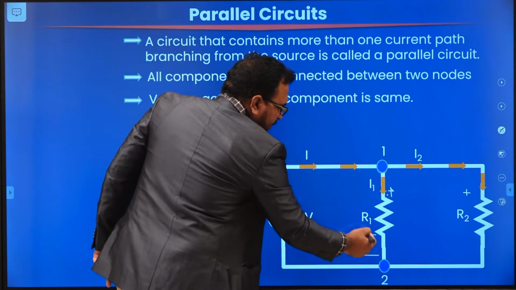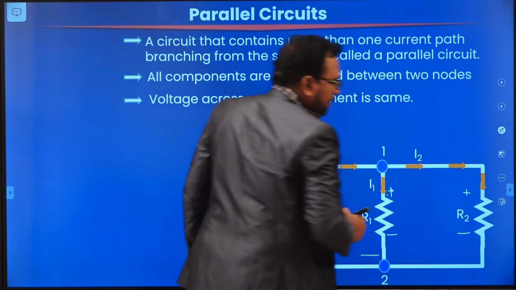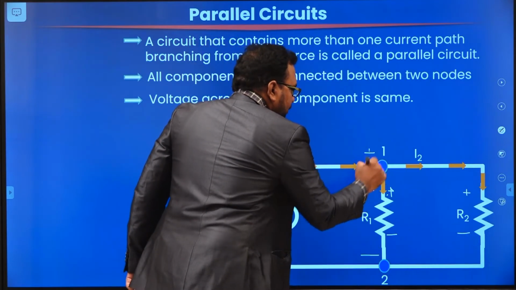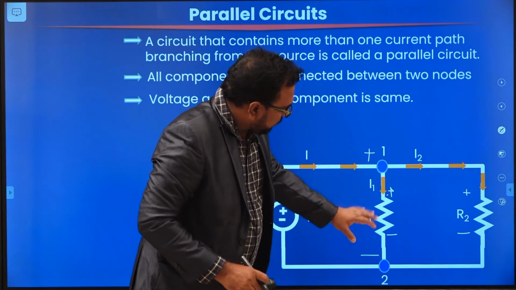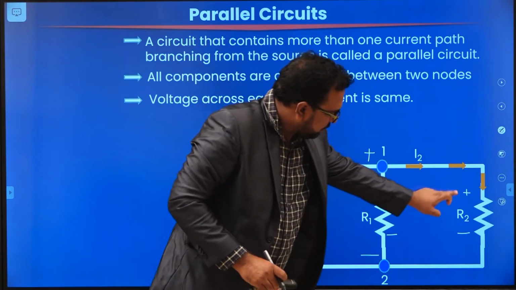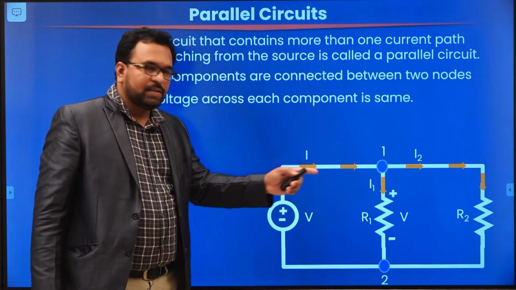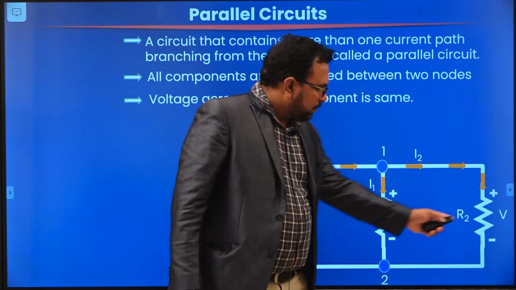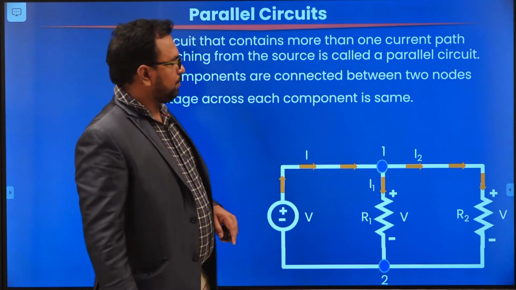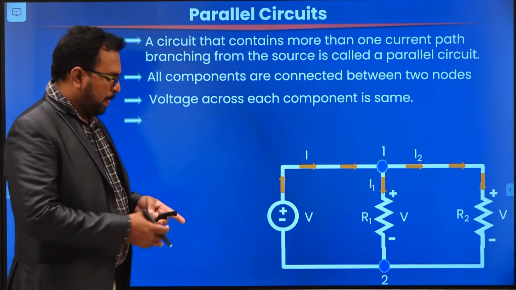So here also R1 is negative. This terminal of R1 is negative and this terminal is negative, because node 1 is positive and node 2 is negative. R1 and R2 are connected to node 1 and node 2. That means this is plus and minus and this is plus and minus. So the voltages across all the components are the same. Since the source voltage is V, the voltage across R1 is also V, and the voltage across R2 is also V. So these are the three important points regarding parallel circuits.